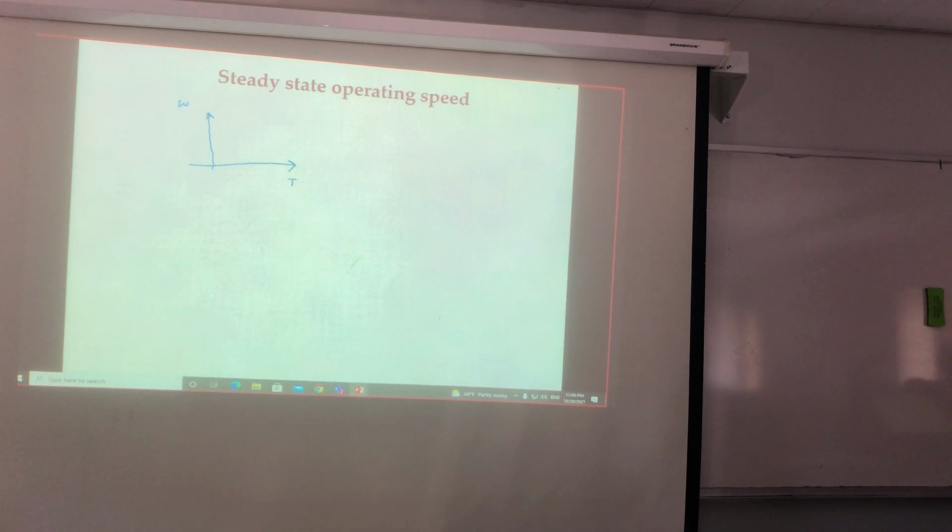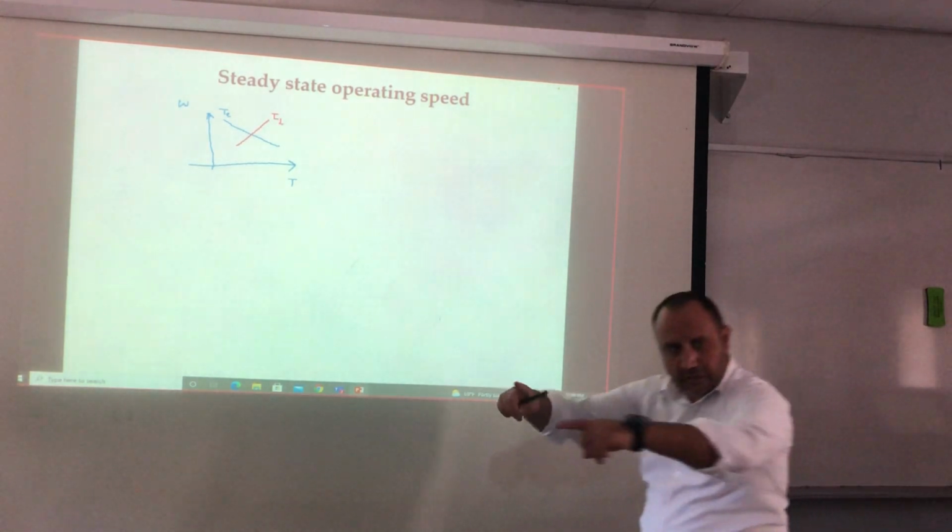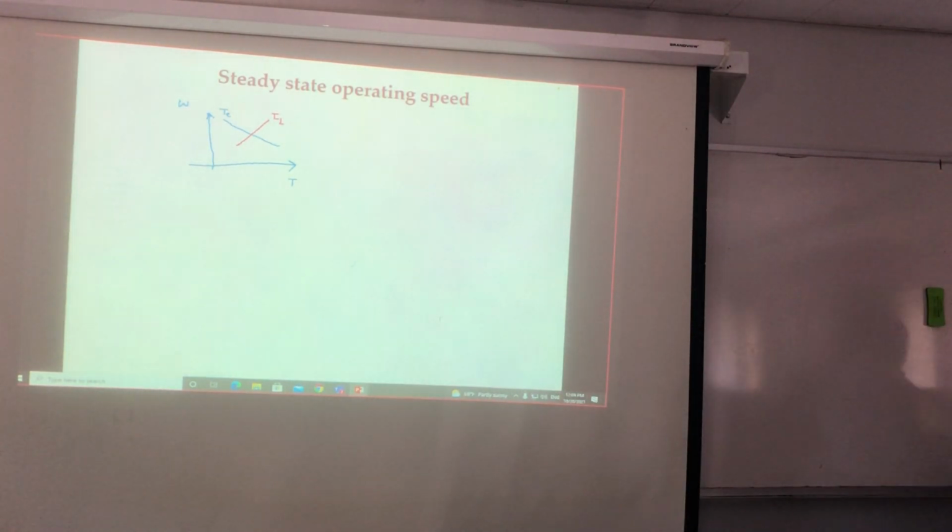And let's take the following scenario. This is the TE, I will change the color here, and say this is the TL. Now, where is the operating point? The intersection point. Where is the intersection point? This point. So let's assume that this is omega naught.